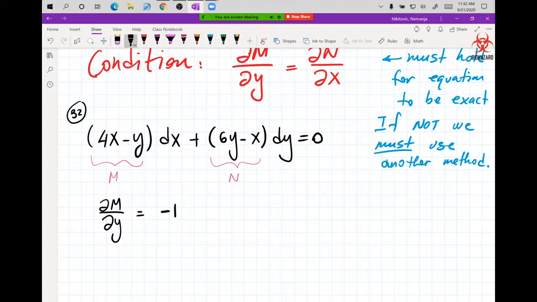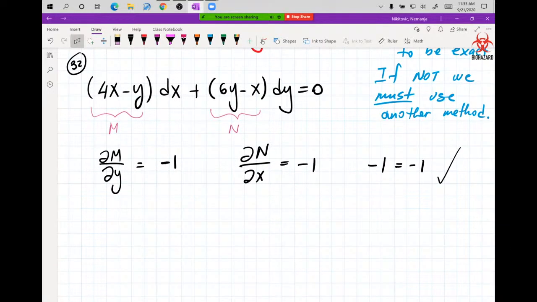Now we are going to do dN, or partial N, partial x, and it's the same deal. Your variable now is x. The first term has no x inside, so you know that's just going to be 0. And then the derivative of -x in respect to x is -1. -1 equals -1. So in this case, you have correct, right? Condition is satisfied, condition is passed, which means that we have the exact equation, which means that we can go on and do the procedure.